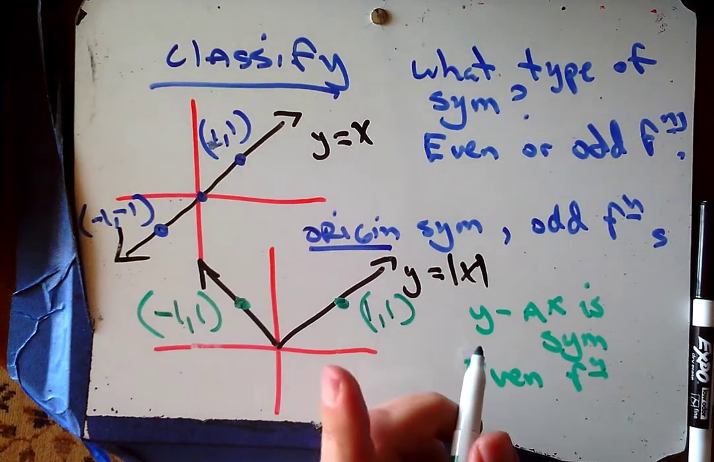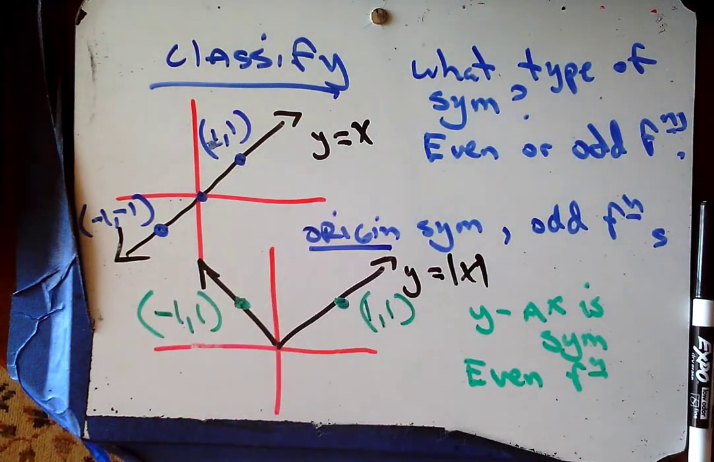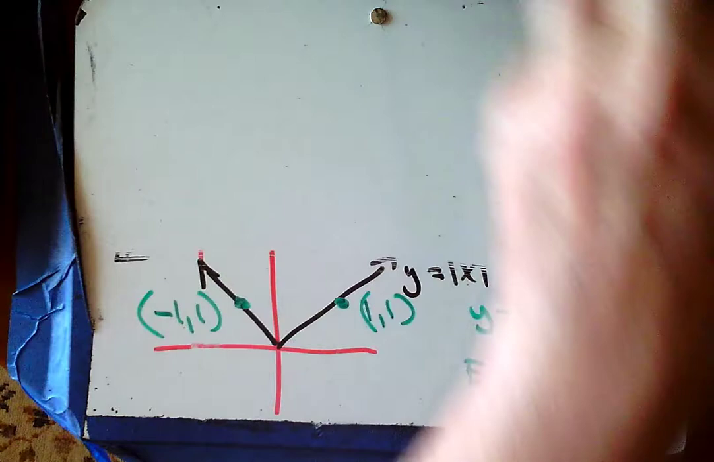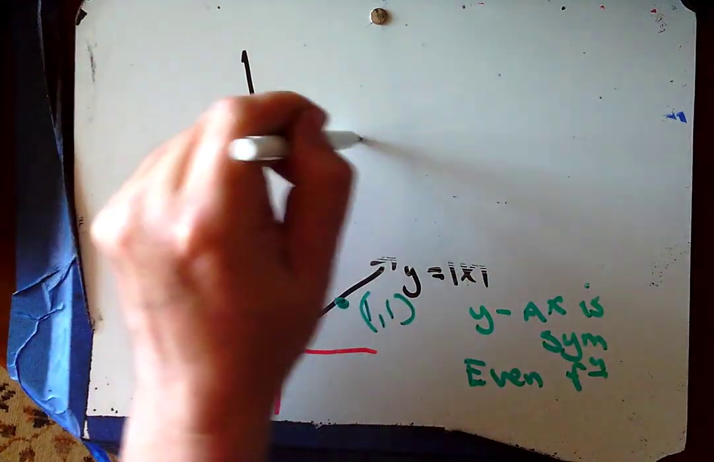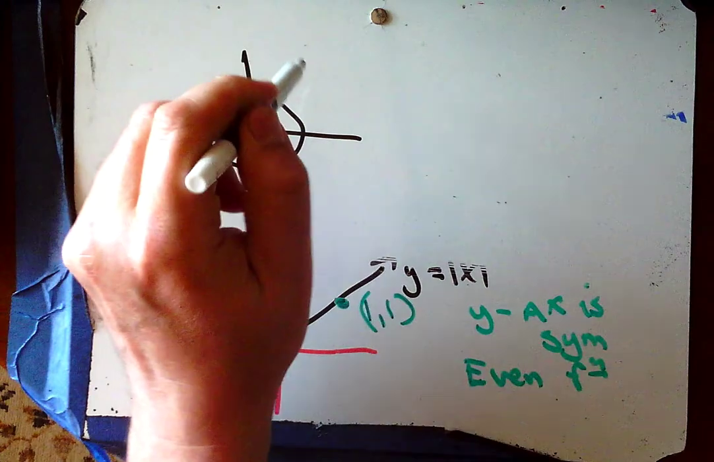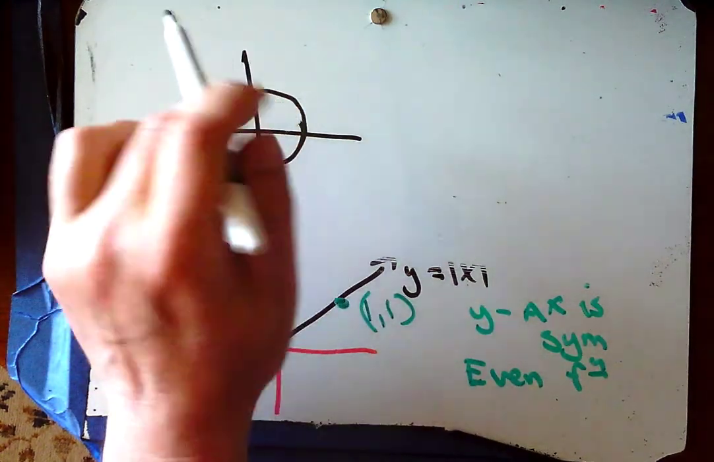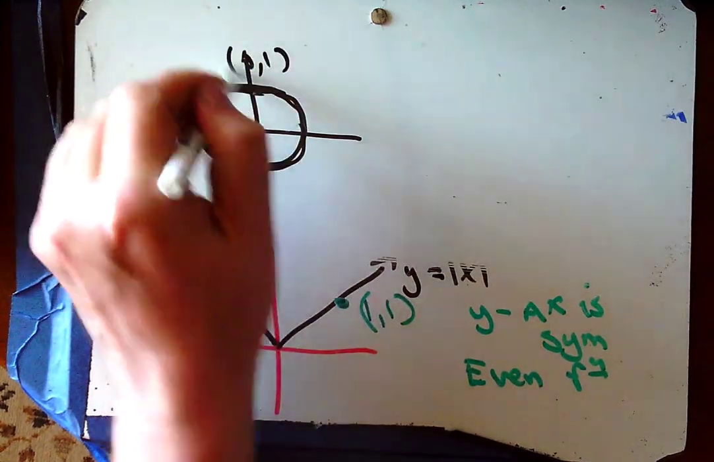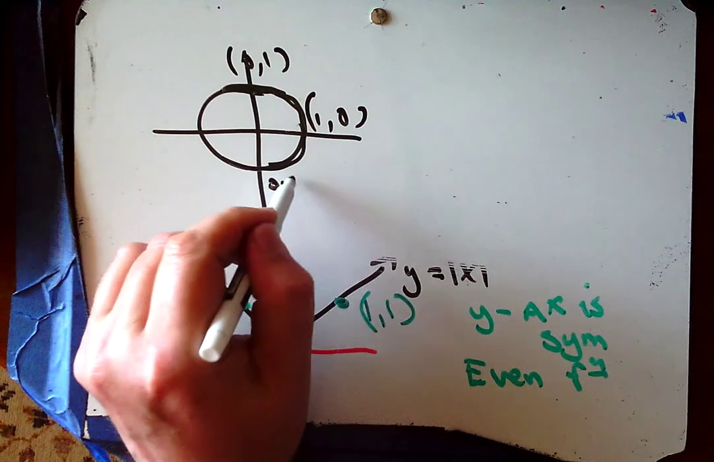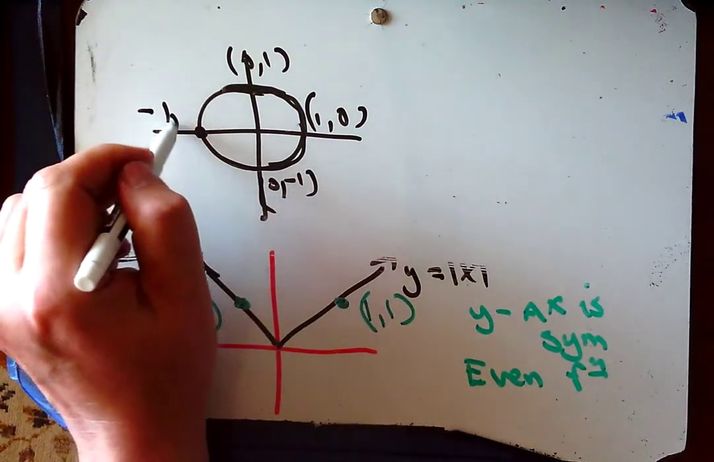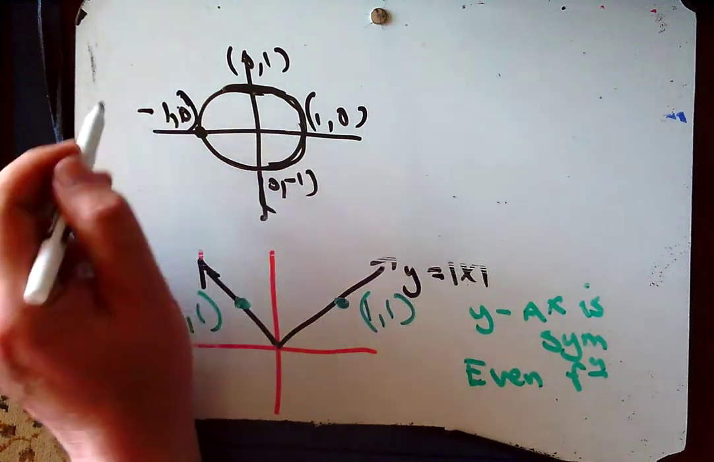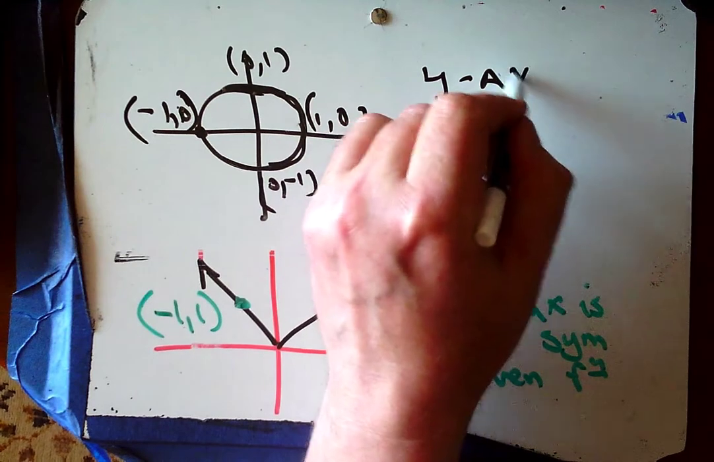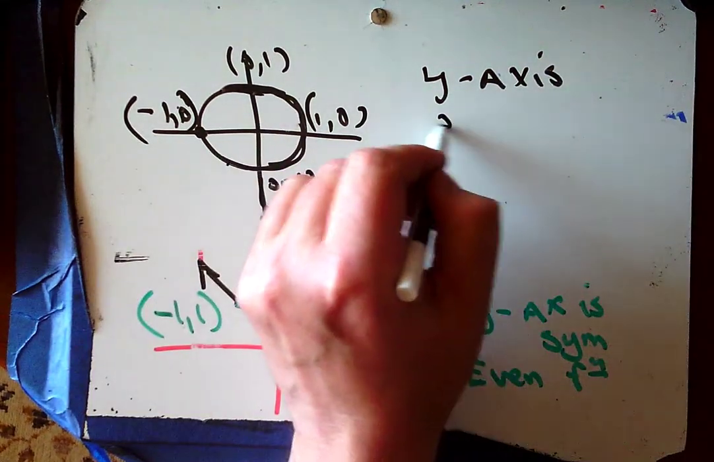Now, just because something has y-axis symmetry, is it always an even function? Well, let's take a look at this case. I'm drawing a circle. (1, 0), (0, 1), (0, negative 1), (negative 1, 0). Okay. This does have y-axis symmetry. It does have origin symmetry.